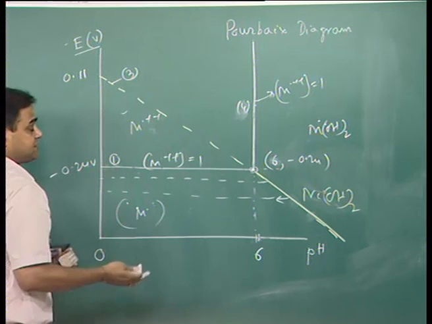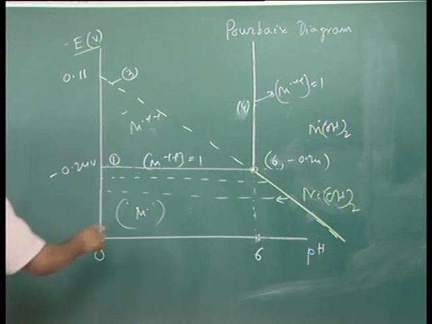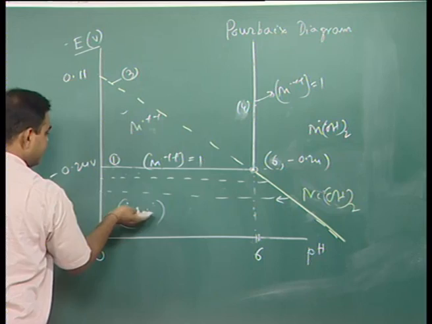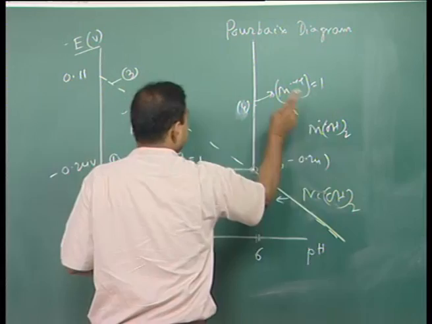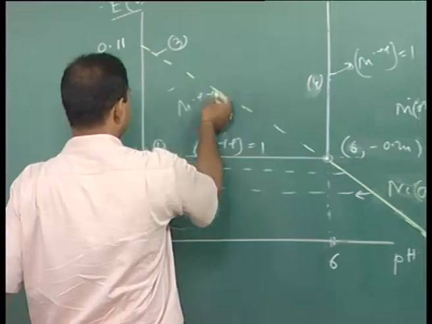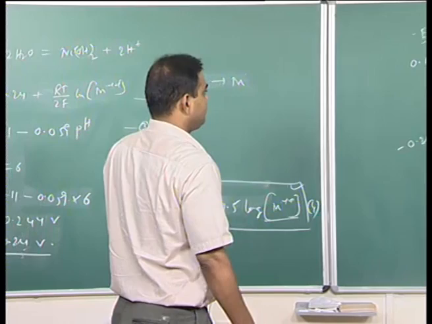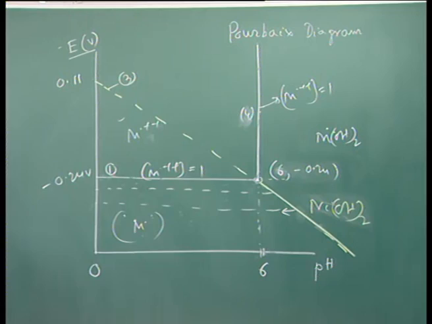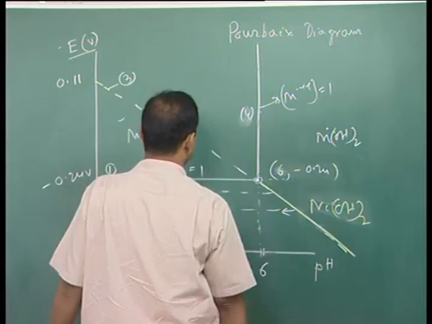And each line indicates the equilibrium between the species that are existing on both sides of that line. For example, this line indicates the equilibrium between Ni and Ni plus plus, this line indicates the equilibrium between Ni plus plus and Ni(OH)2, and this line indicates the equilibrium between Ni and Ni(OH)2. So, now we see the position of different species for a system where nickel is reacting with H2O and forming different species. For example, nickel can form Ni plus plus, from nickel it can go to Ni(OH)2, and Ni plus plus can go to Ni(OH)2.